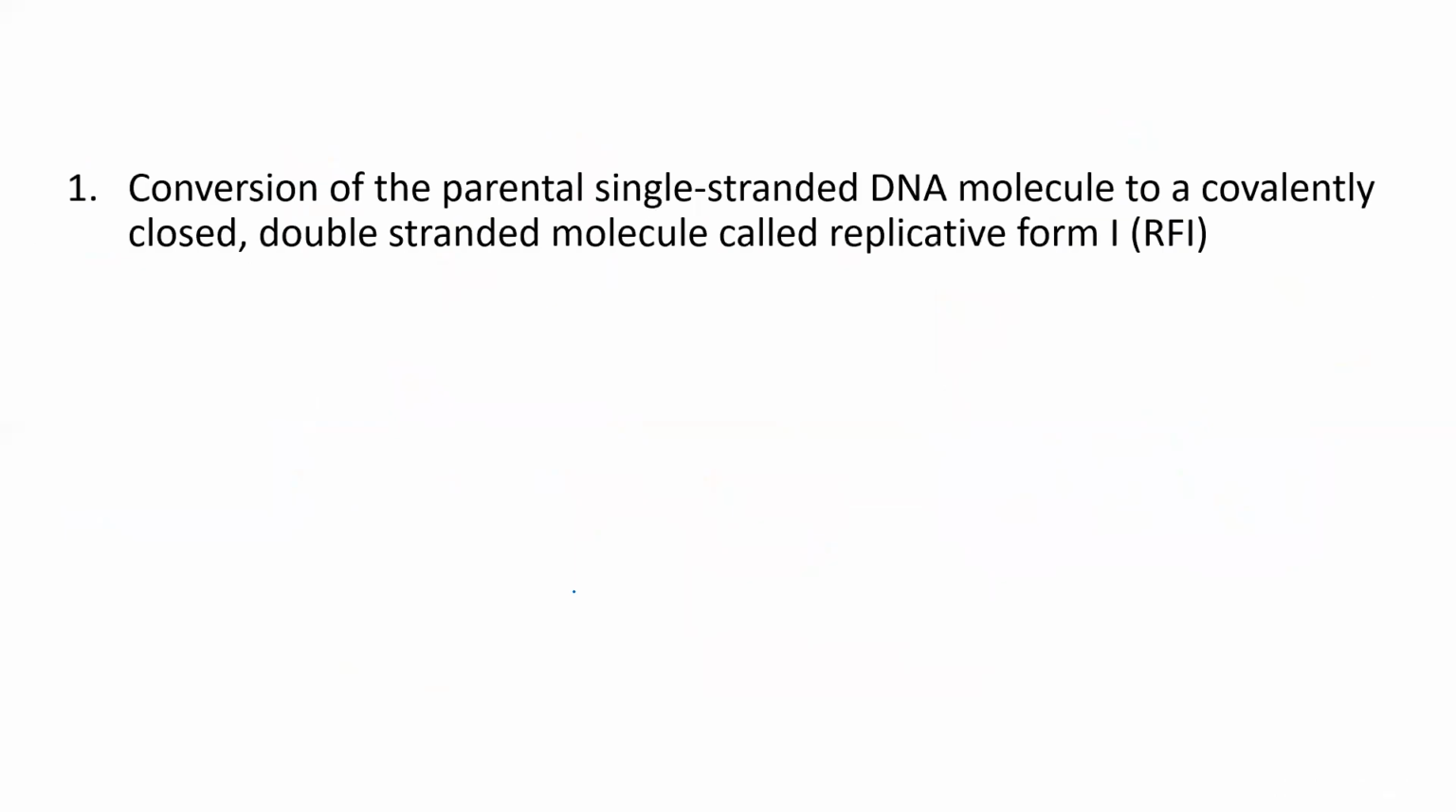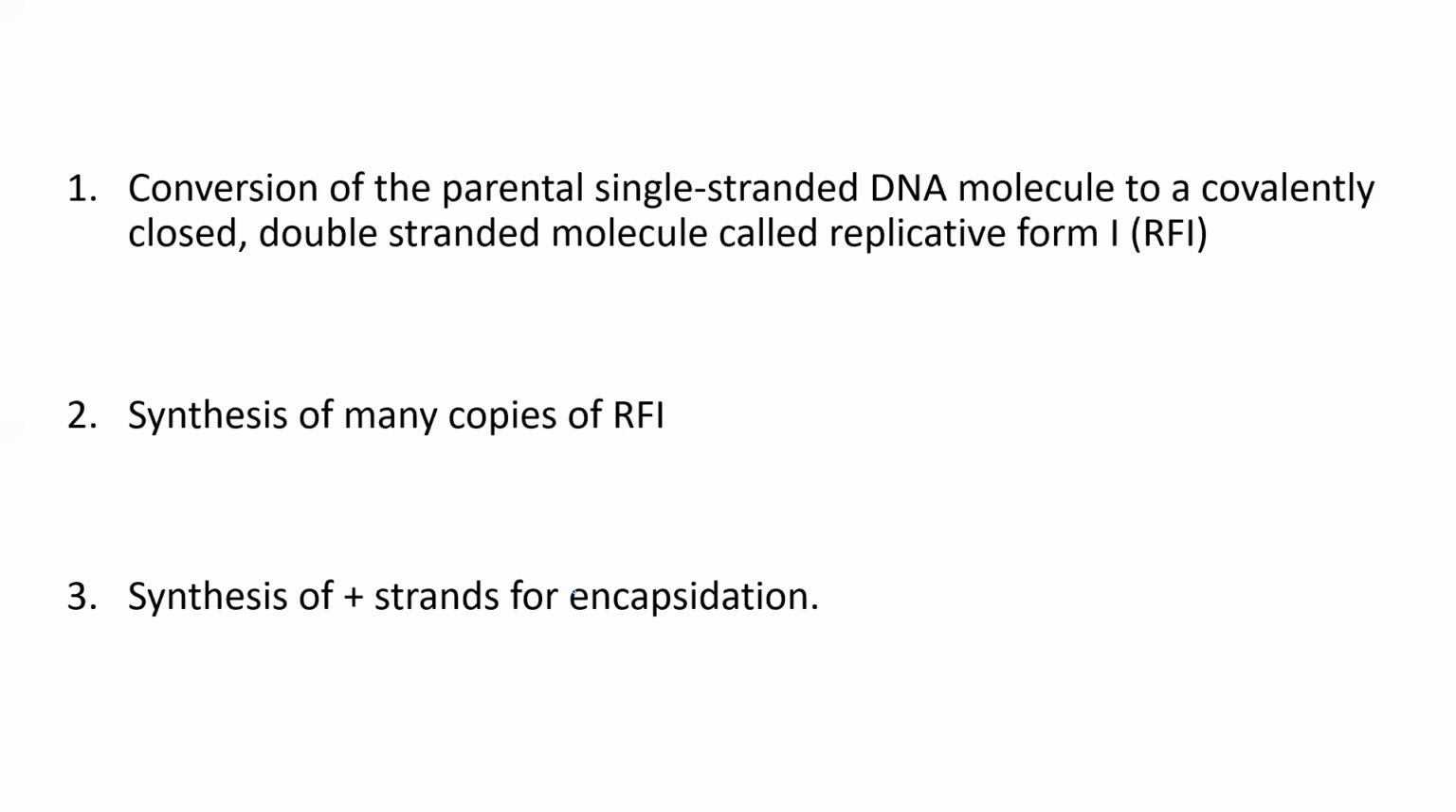So the replication basically has three steps: conversion of the parental plus single-stranded DNA to a covalently closed double-stranded molecule called replicative form 1, synthesis of many copies of RF1 via loop rolling circle replication, and synthesis of plus strands for encapsulation.